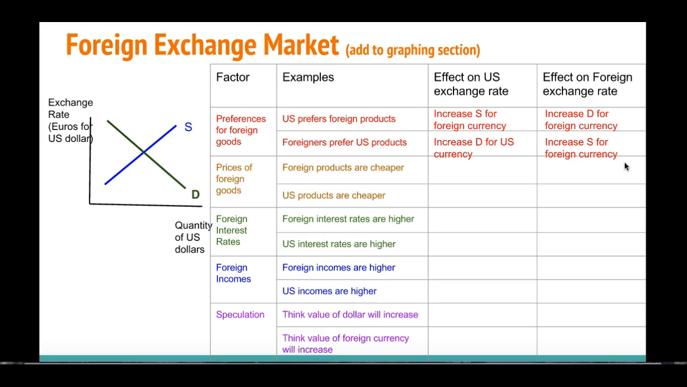All right, so I want you to pause the video and think through the rest of the factors and see if you can figure out how they're going to affect the supply and demand. So go with the demand first, so which currency is going to be demanded more, and then the other one is going to have to supply more of their currency to be able to get the currency that they want. Okay, so try that, pause the video, go through it, and then play it back.